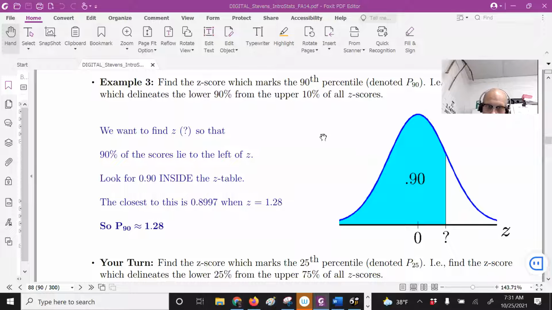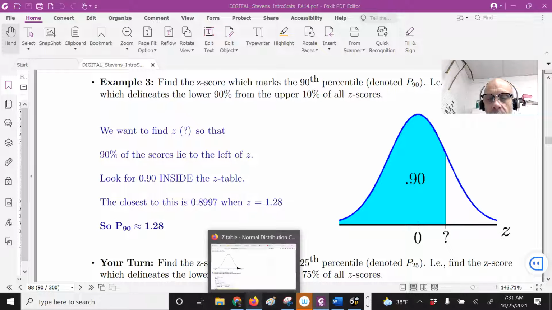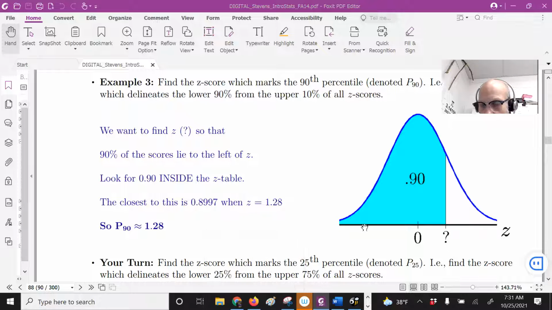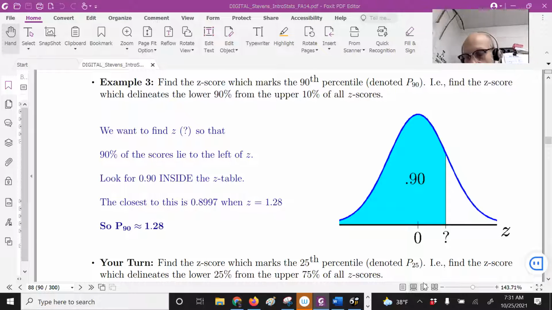Okay, so this problem, which Dr. Stevens uses with the table, we can also do with that David Lane normal curve problem. Okay, so we're looking for what z-score cuts off the bottom 90% or the top 10%. I mean, you want to do the top 10%.